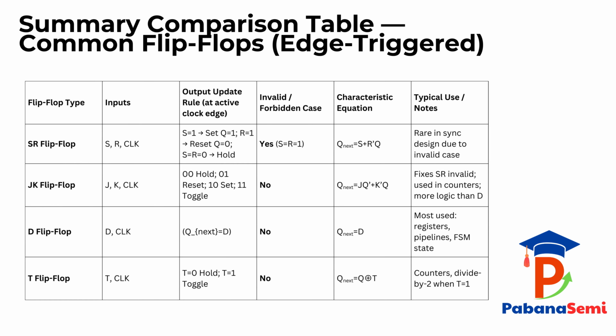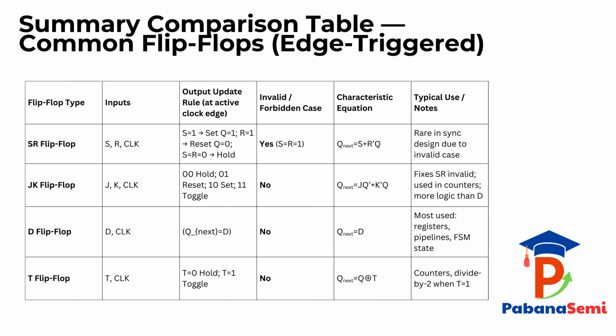Now let's summarize the most common edge-triggered flip-flops. First, the SR flip-flop. It has inputs S and R. On the clock edge, S equals 1 sets the output. R equals 1 resets the output, and both 0 means hold. However, S equals R equals 1 is invalid. Because of this forbidden case, SR flip-flops are rarely used in synchronous design.